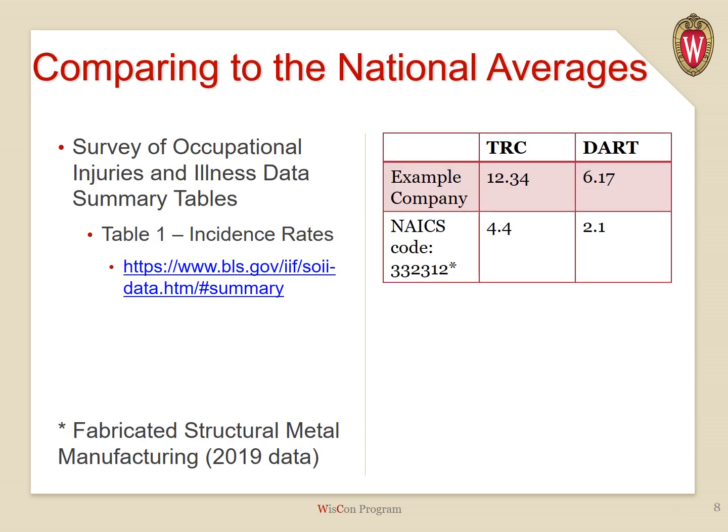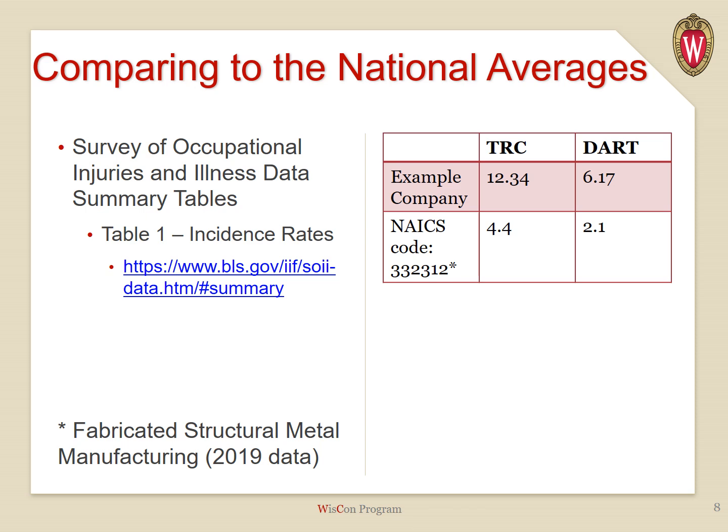Let's compare my metal fabrication shop's incidence rates to the national industry average. Using the summary table 1 from the BLS Survey of Occupational Injuries and Illnesses data for 2019, we can see that the fabricated structural metal manufacturing industry has a TRC of 4.4 and a DART of 2.1.